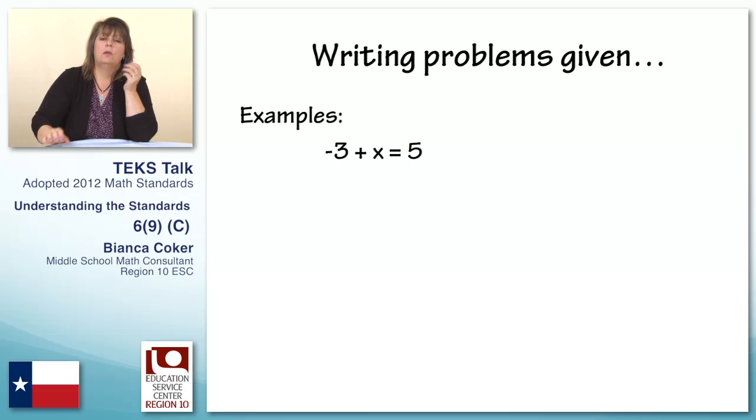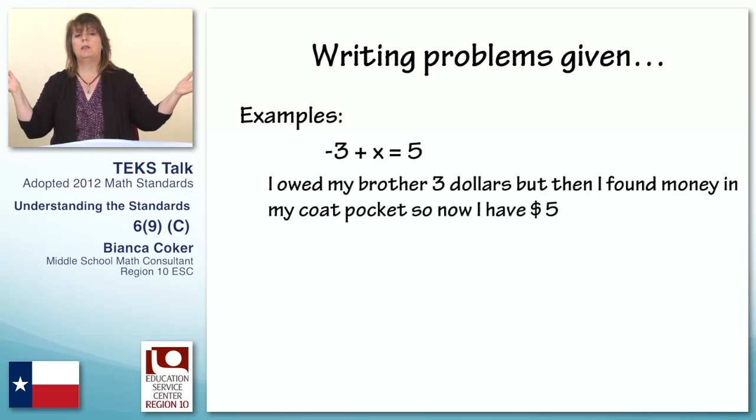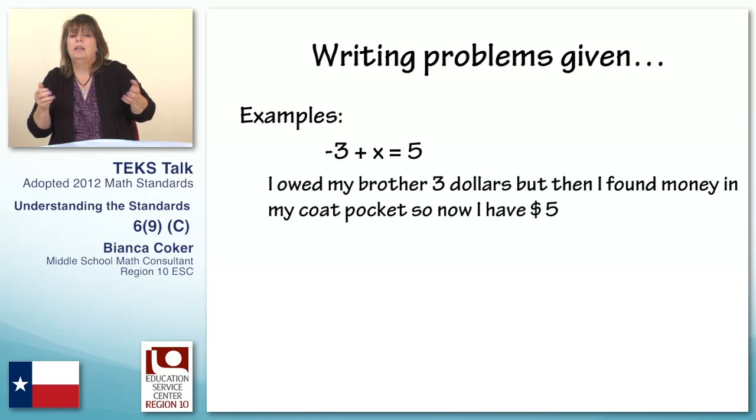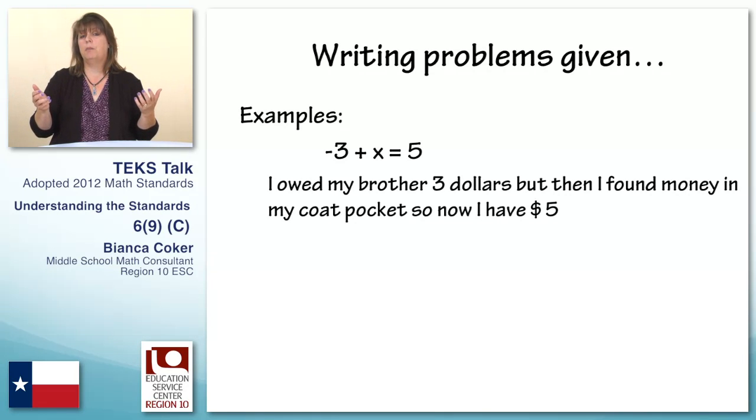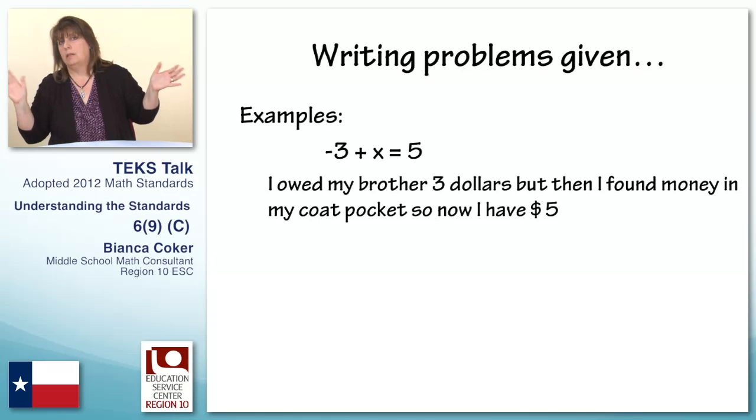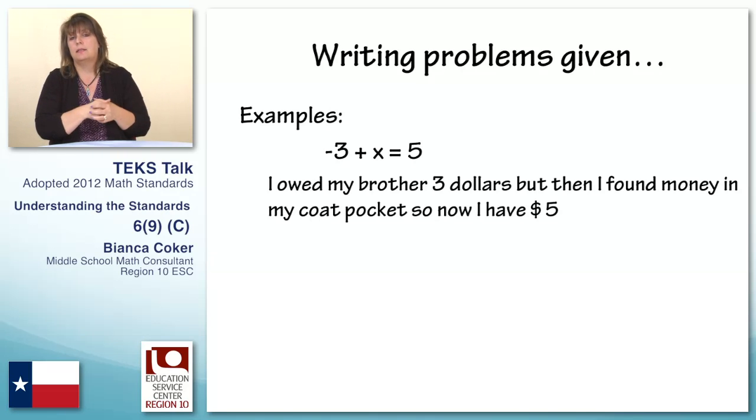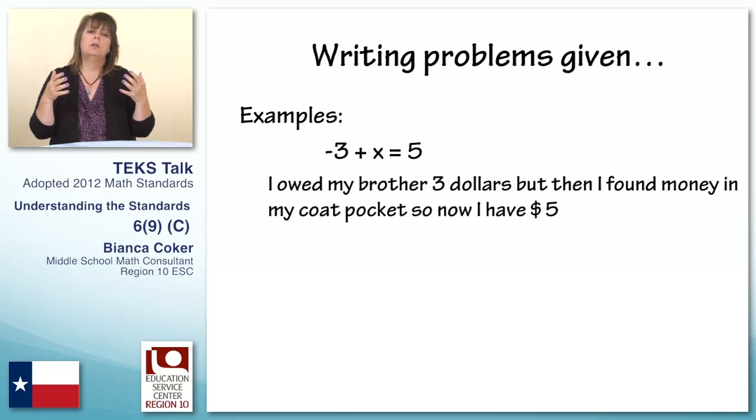All right, so here's an example. The -3 plus x equals 5. We could say I owed my brother $3. That's that -3. But then I found money in my coat pocket. I don't know how much, he didn't say how much it is, so that's our x. So now I have $5. So that's a verbal representation of our equation, -3 plus x equals 5.